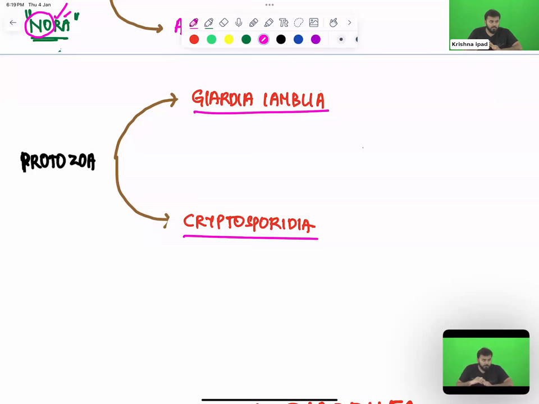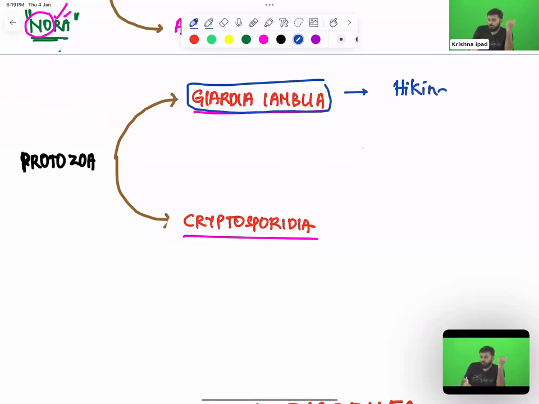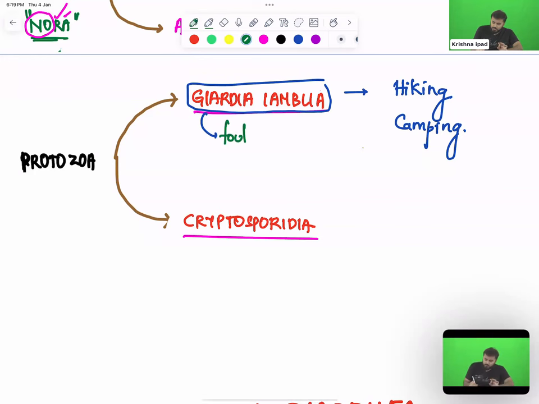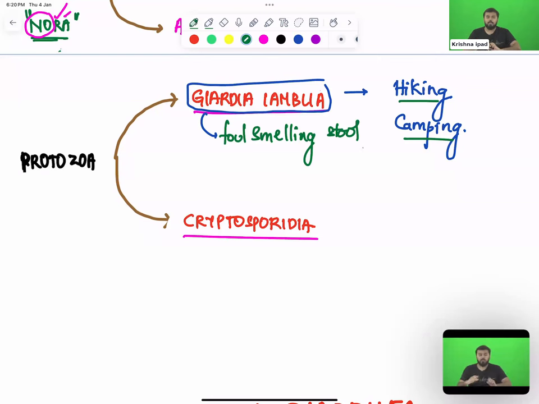One very important thing you need to remember is how they will ask a question on Giardia lamblia. They will give you a history that this patient went on a hiking, or they might tell you the patient went camping, right? After returning from the hiking or camping, this patient had abdominal pain, bloating, and very foul smelling stool. So if you see that condition, it is most commonly Giardia lamblia. Clear, all of you?